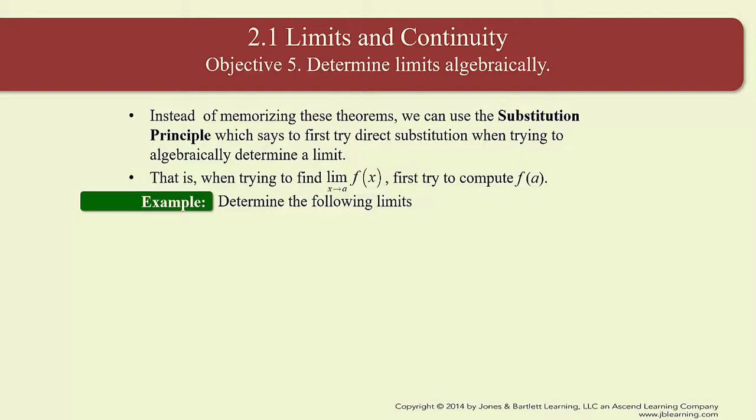Let's determine the following limits. Got 3 parts here. Part A, we're going to find the limit as x approaches 10 of 8. In part B, the limit as x approaches negative 2 of x squared plus 4x plus 8. Then in part C, the limit as x approaches 6 of the cube root of 3x plus 8.